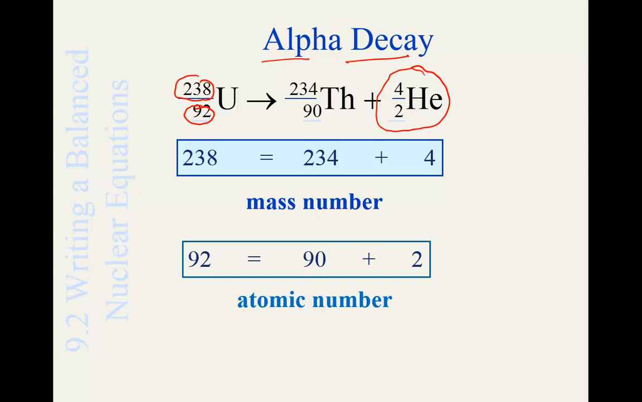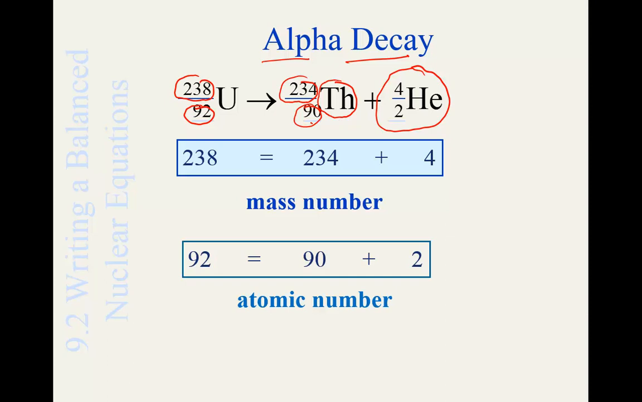And so if we take 238 minus 4, that would give us 234. And then if we take 92 minus 2, that would give us 90. So now the atomic number has changed from 92 to 90. We have to go to the periodic table and find out what chemical symbol represents atomic number 90, and that would be thorium. So off the periodic table, if you look at atomic number 90, it's thorium.